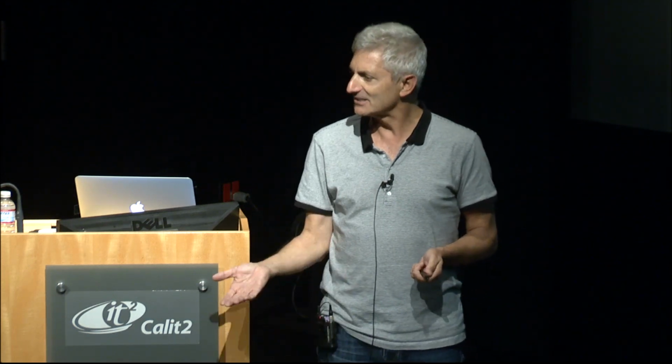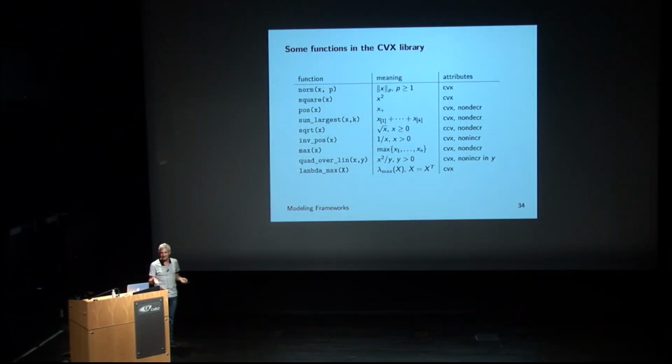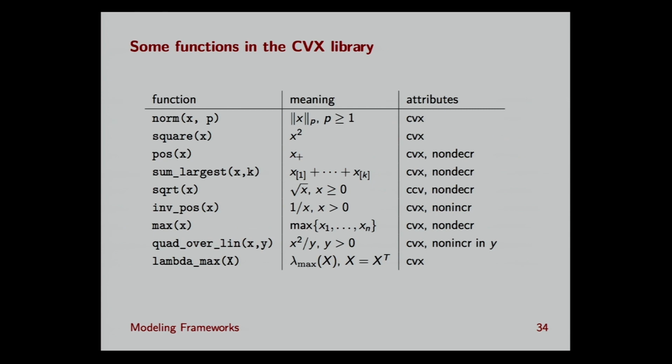It's the sum of the largest 3 and half of the 4th. Exactly, yeah. That's a convex function. It's not obvious, but it's true. So, okay. And you'd get various other things. Here's our quad over lin friend, and here's lambda max. And this would tell you some of the attributes.